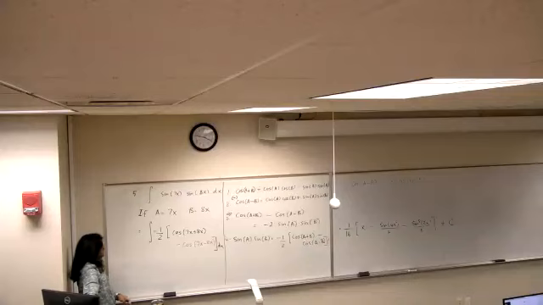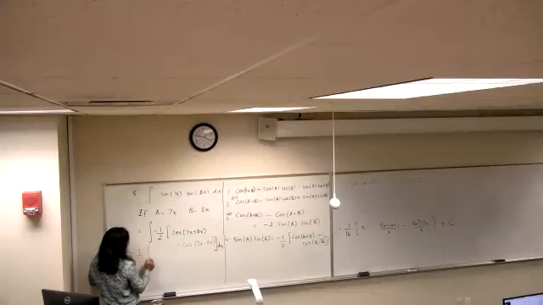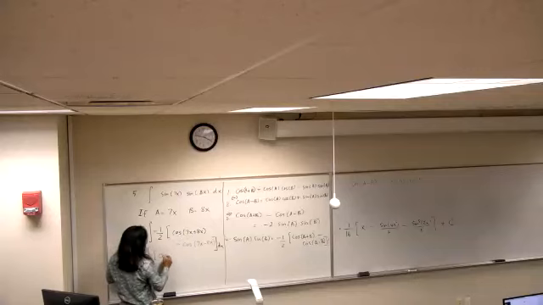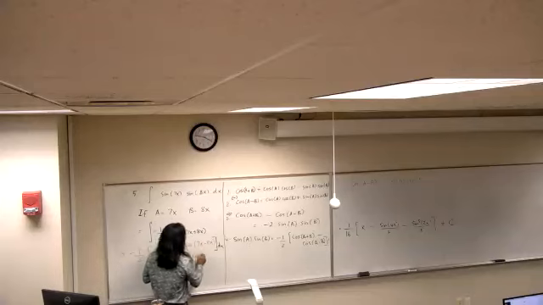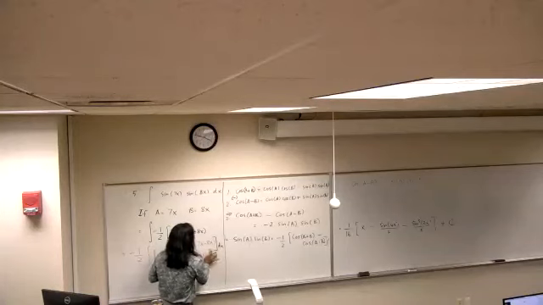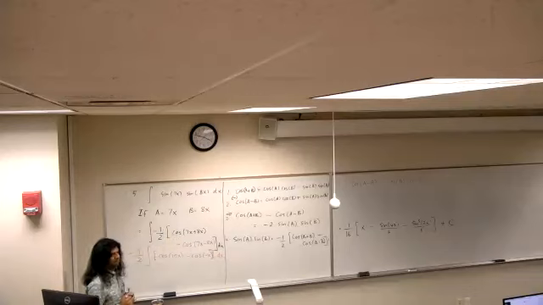Good. The -2 can't come out, so -1/2 integral of cosine 15x minus cosine of 7x minus 8x, which is cosine -x, dx. Good.